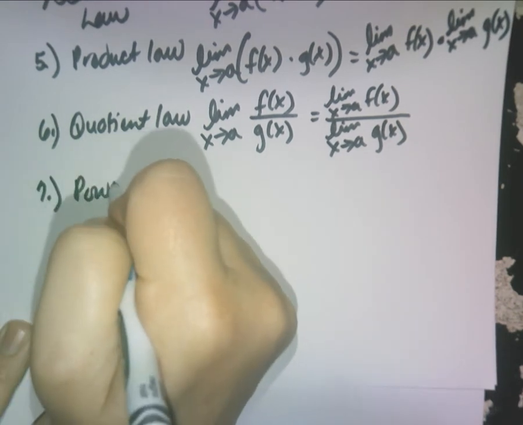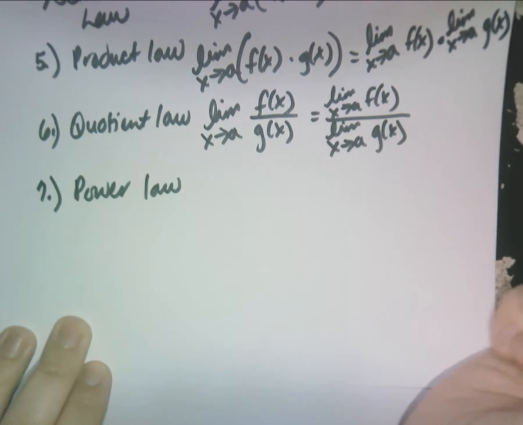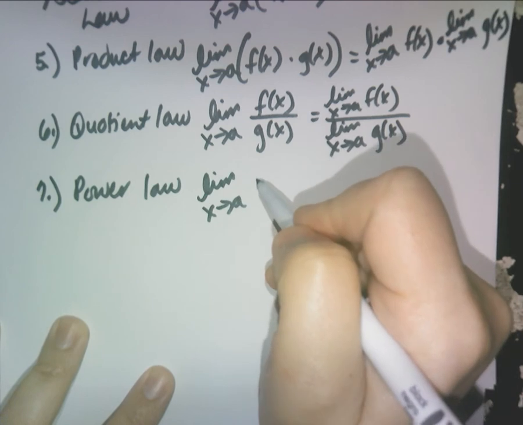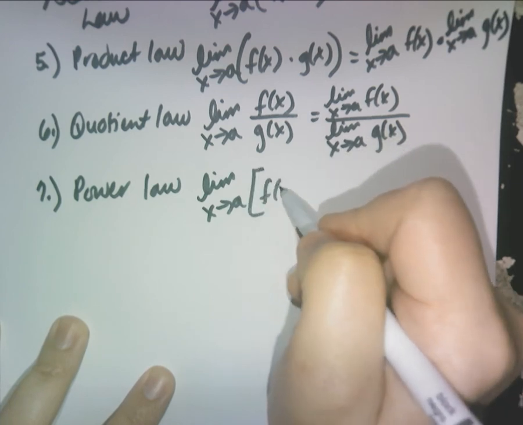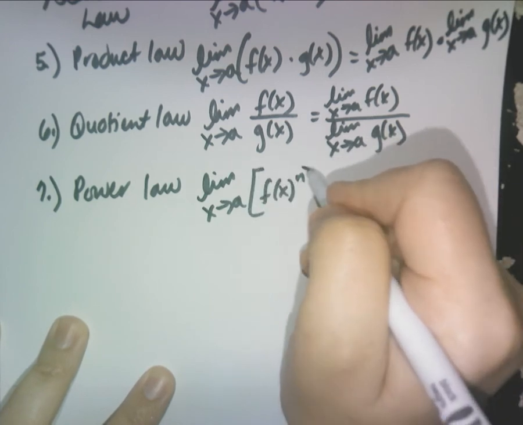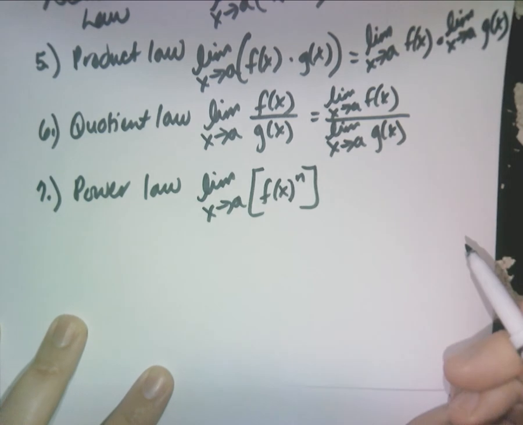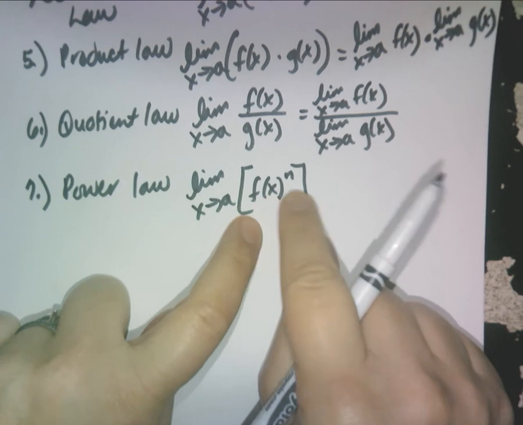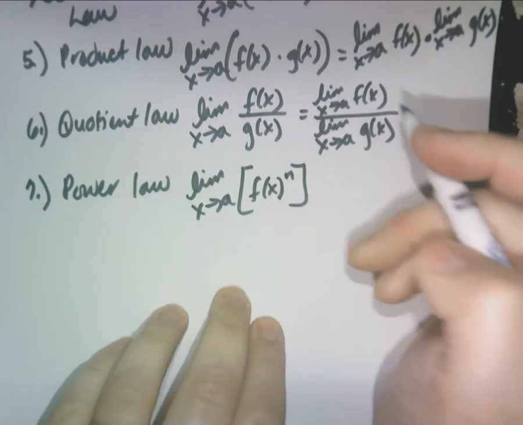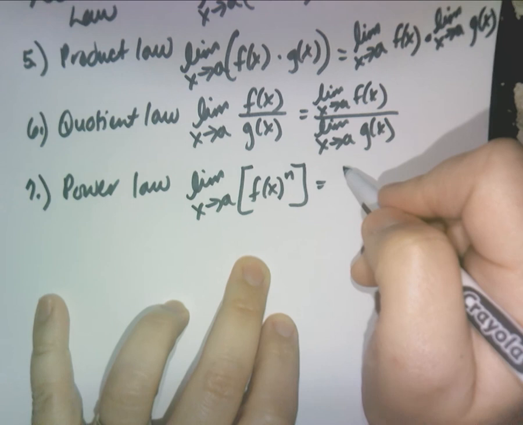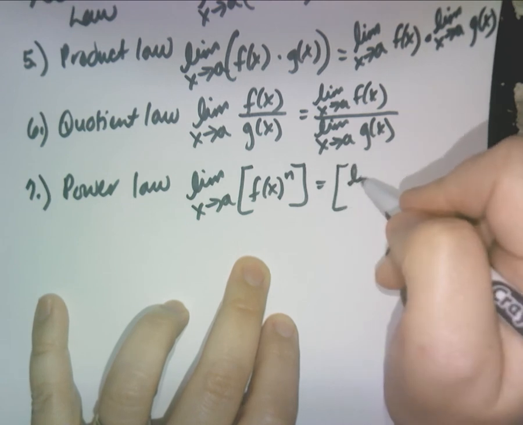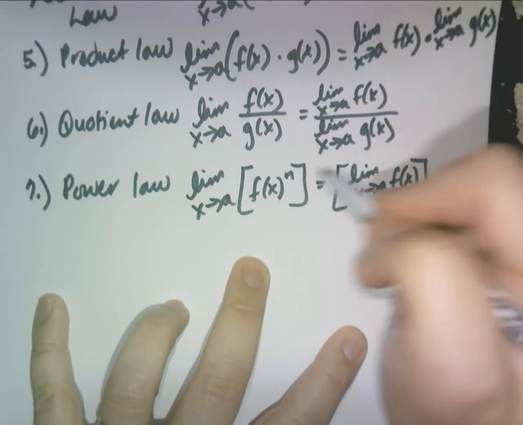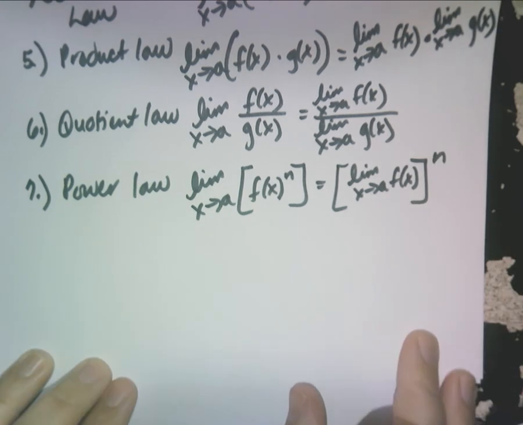7 is called the power law, meaning if you had the limit as x approaches a of f of x to the n power, like that, what you can do again is you take the limit of the function and then you raise it to the power. So you would do something like this. You would say the limit as x approaches a of the function and then raise it to the power n.